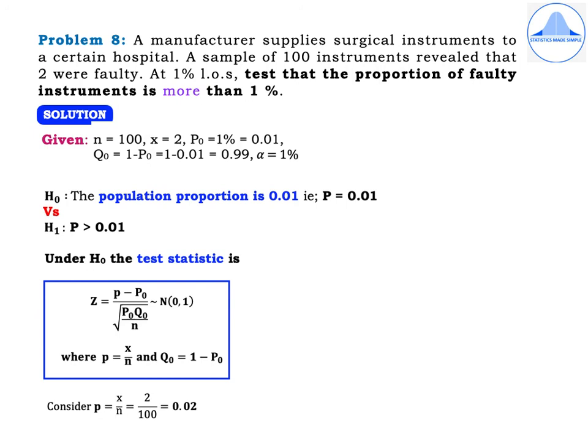Next, define H naught. H naught is the population proportion is 0.01, that is capital P is equal to 0.01 versus H1, P is greater than 0.01. Because of the word more in the problem, your H1 will be a right-tailed alternative. Then under H naught, write the test statistic, that is Z equal to P minus P naught by root of P naught Q naught by N, which follows normal 0, 1, where P is equal to X by N and Q naught is 1 minus P naught. So substituting, you will get P as 2 by 100, which is 0.02.